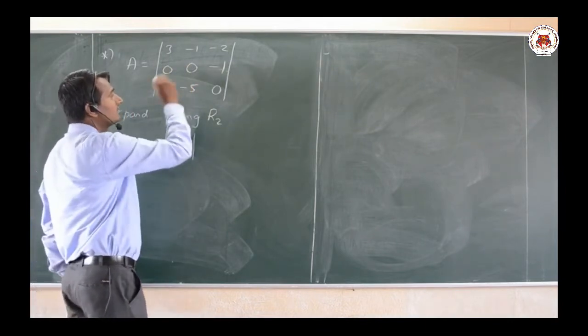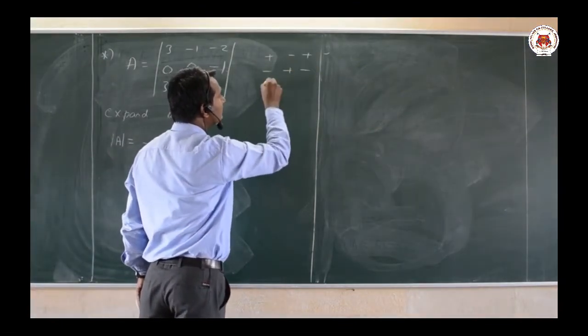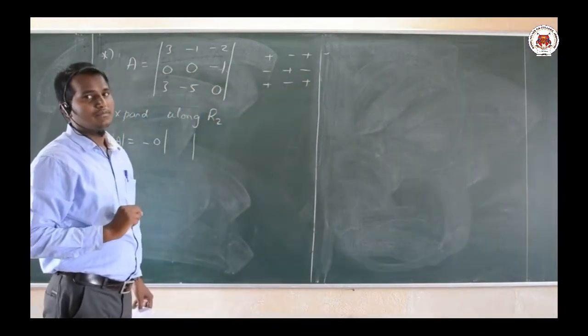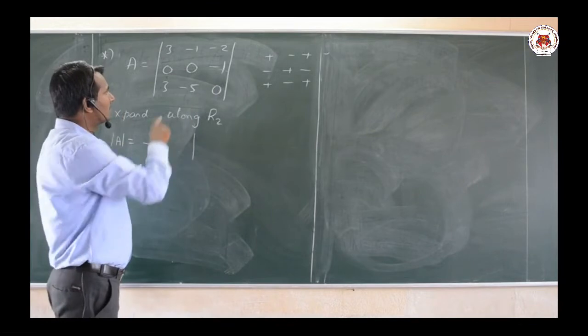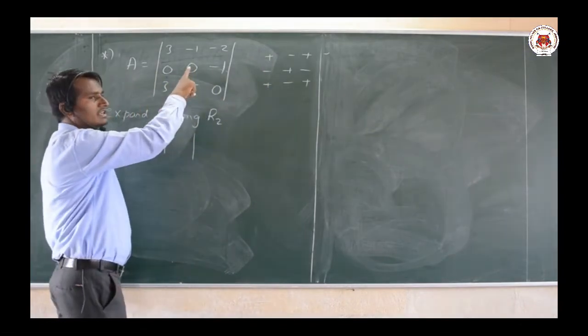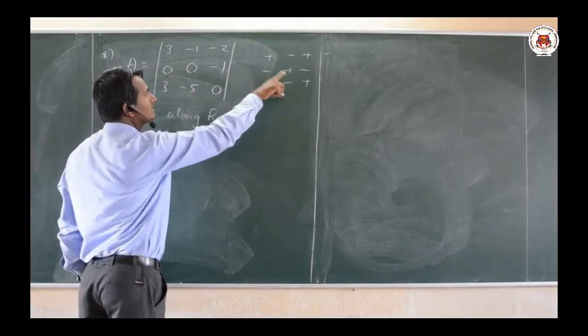Here the signs will be plus minus plus, minus plus minus, and plus minus plus. This we had already discussed in our previous video. Now here we can observe that for 0 we are having the minus symbol. Next, for the second row and the second column we again have the value 0, that is plus 0.